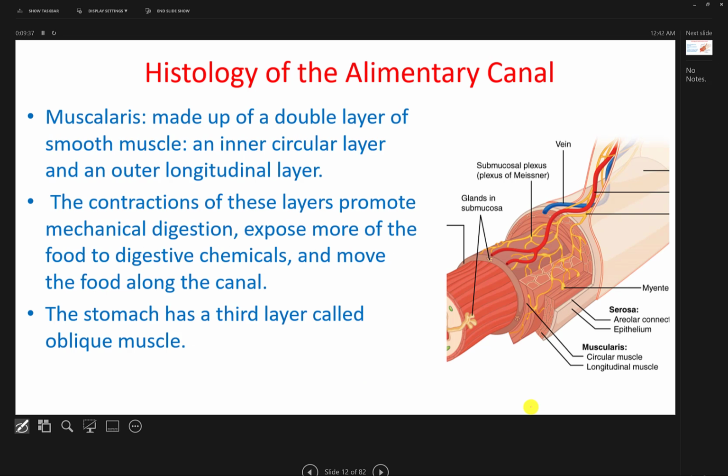The importance of having these 2 layers is because of their contractions. That's what pushes the food forward. Mainly the longitudinal muscles, when they contract, will push the food forward. And the circular muscles, when they contract, are going to segment the food, like breaking it down. So the coordination between these two layers of muscles acts as a mechanical force in breaking down the food.